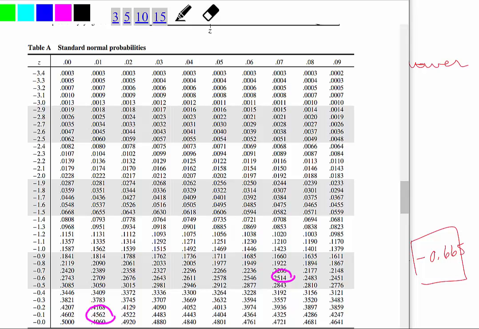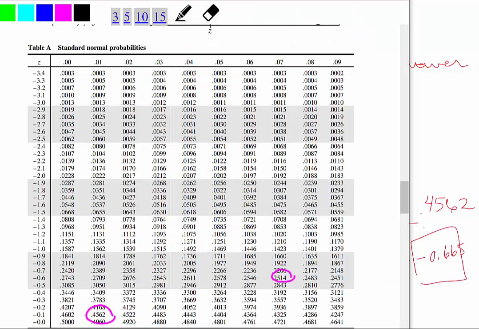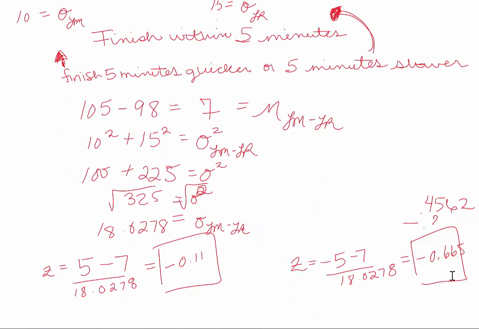And so if we do some subtraction between the two, 0.4562 minus 0.2514, our final answer should be around 0.2048. Around there.